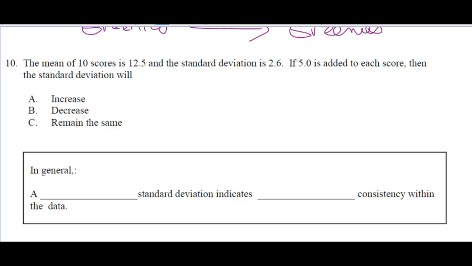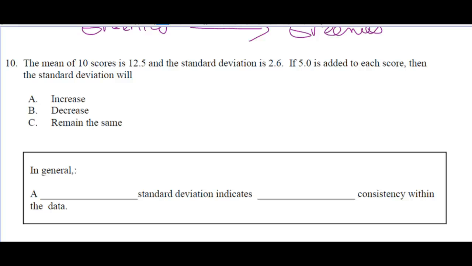The mean, okay, so totally separate question, right? Just multiple choice question. Okay. The mean of 10 scores is 12.5, and the standard deviation is 2.6. If 5 is added to each score, what's going to happen to the standard deviation? Will it increase, will it decrease, or will it remain the same? Well, it would be the same probably.